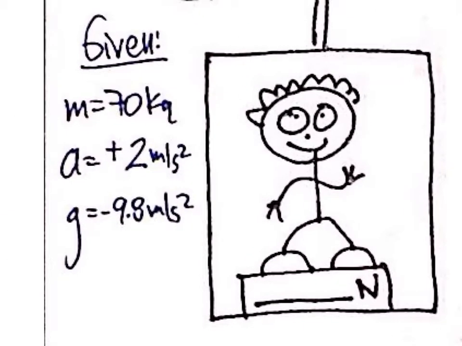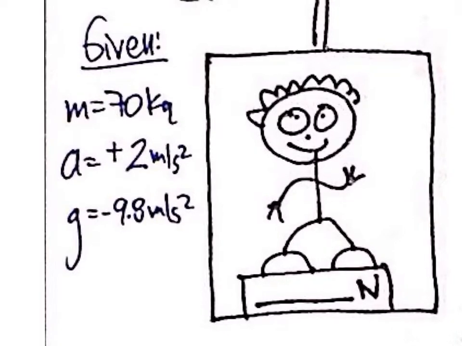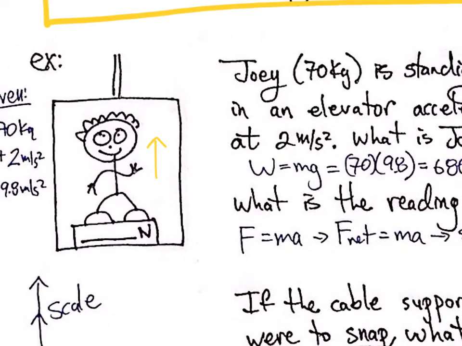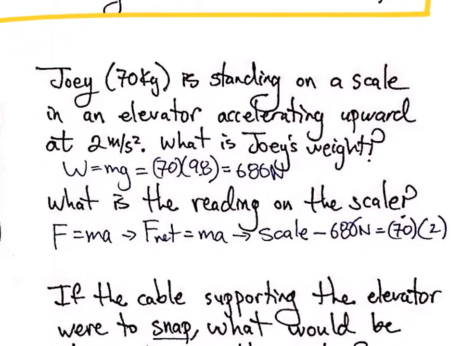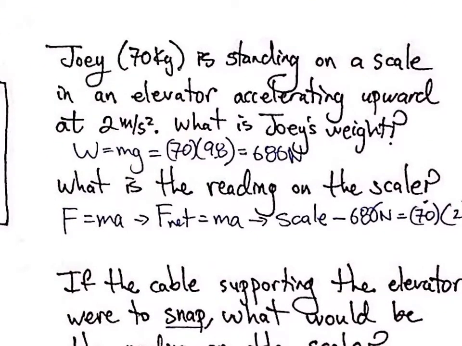So I wrote down given information. Joey has a mass of 70 kilograms. He and the elevator are accelerating upward with an acceleration of 2 meters per second squared, and we know that the acceleration due to gravity is negative 9.8 meters per second squared. Okay. So, the question says, Joey is standing on a scale in an elevator accelerating upward at 2 meters per second squared. First, what is Joey's weight?